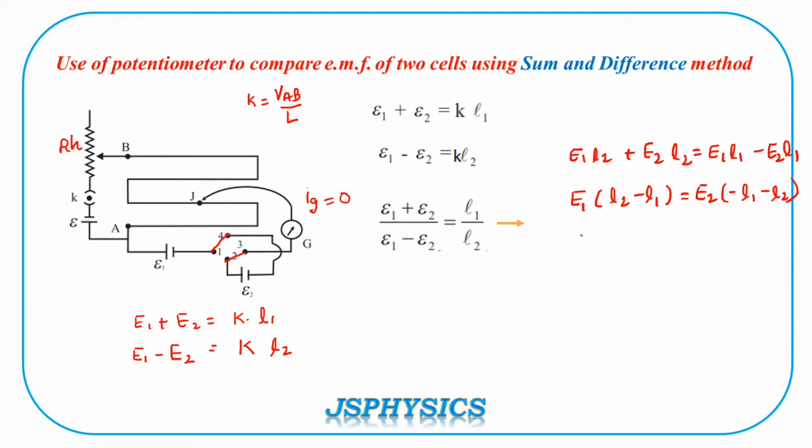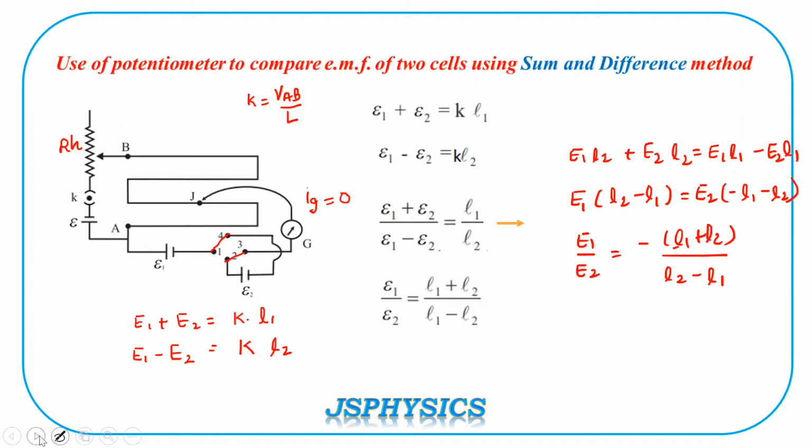Or I can say E1 by E2 is equal to minus (L1 plus L2) by (L2 minus L1). Now, if we rearrange the terms again, taking the negative sign down, it becomes L1 minus L2. And that's why E1 by E2 is equal to (L1 plus L2) by (L1 minus L2). So using this formula, we can compare the EMF of the two cells in the sum and difference method.